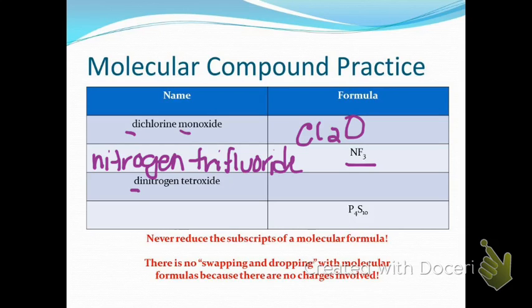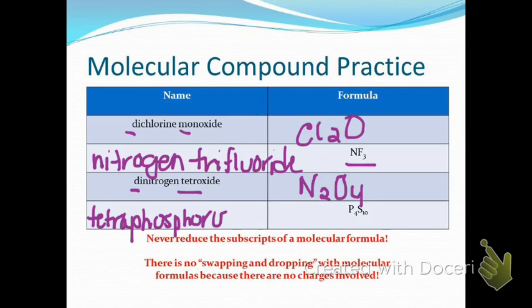Third one, di and tetra remind me that I should use prefixes, or I should not swap and drop. Dinitrogen means 2 nitrogens. Tetra is 4, so tetroxide means 4 oxygens. The last one, tetra, not phosphide, but phosphorus. You only use ide on the second one. Deca, sulfide.